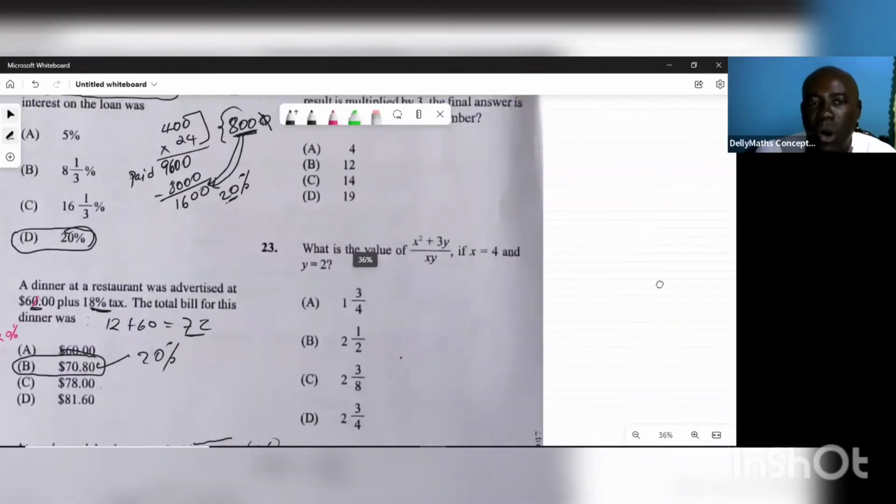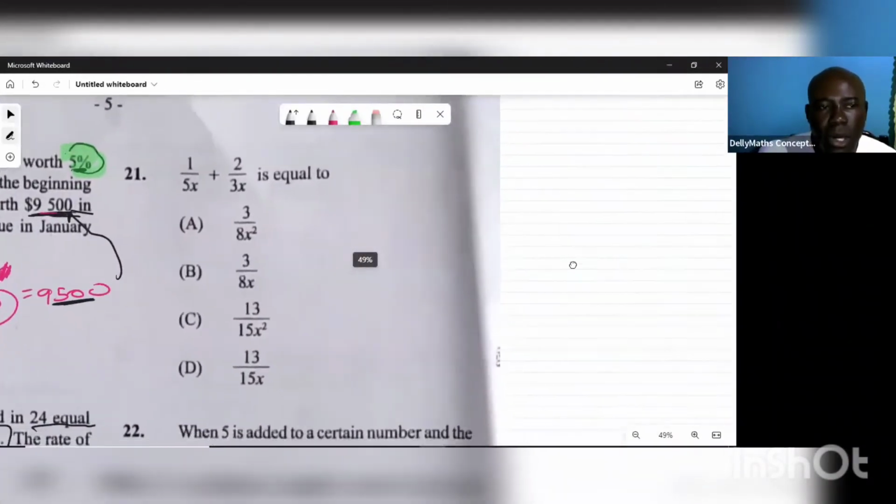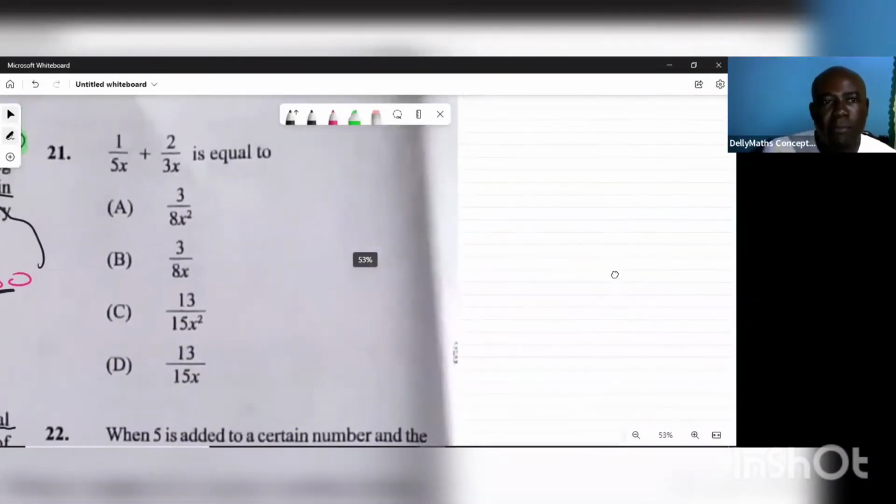All right. Let's go up here for the other question. There's a question right here. All right. So I'll tell you that the algebra questions, you need to work them out here. Work them. Don't guess them. So it says 1 over 5x plus 2 over 3x is equal to what down here?